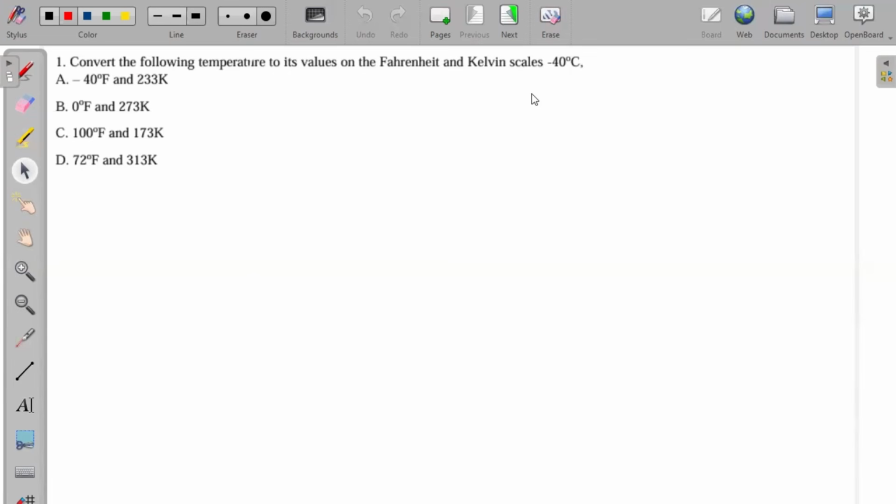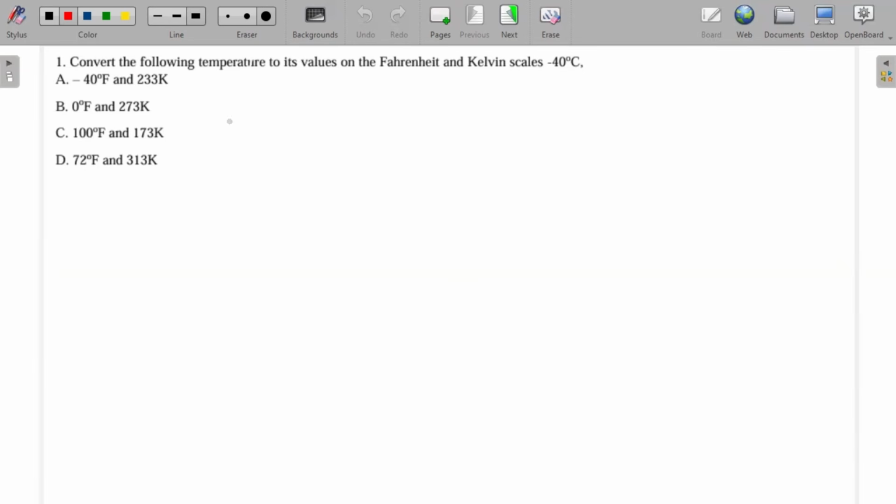Okay, so let's look at question 1, which is saying convert the following temperatures to its values in Fahrenheit and the Kelvin scales. They've given us negative 40 degrees Celsius. So this is in degrees Celsius, and they want us to convert this value of temperature to its values in the Fahrenheit, but also the Kelvin scale.